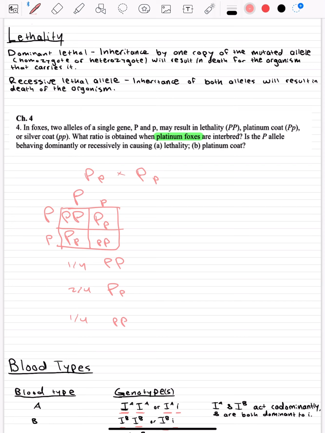Now, lethality occurs when there are two big P's together. So this right here is lethal, meaning that this organism is going to die, it's dead. So we would have to fix our ratios. We would not include this in the total ratio.